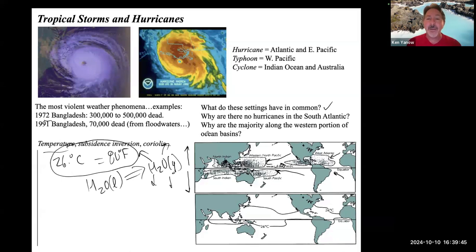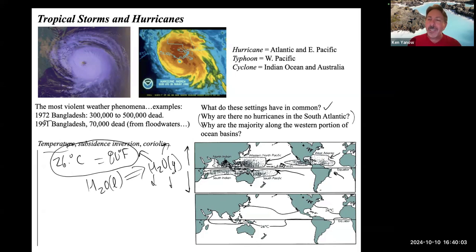And then finally, why are there no hurricanes in the South Atlantic? Well, that's not really a true statement. Hurricanes in the South Atlantic are extraordinarily rare. They just simply don't happen that often, but it could happen once in a while.